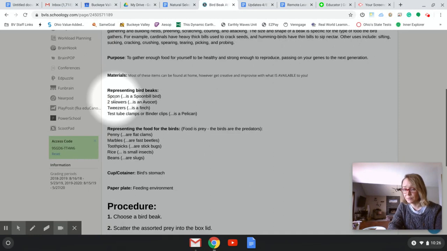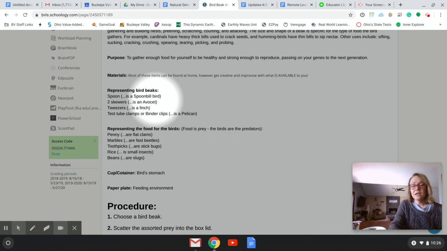All right, so we have 4 birds in this lab simulation. So representing the bird beaks would be a spoon. Any spoon does work. And that's a spoonbill bird that this represents. This says 2 skewers is an avocet. Skewers would be like this if you make shish kebabs at home. And it doesn't matter if you use the pointy ends or the flat ends.